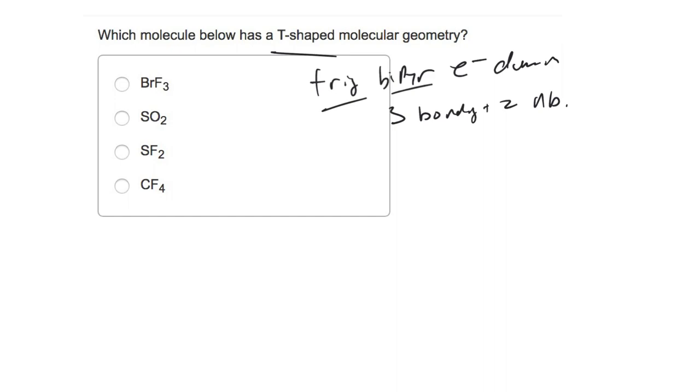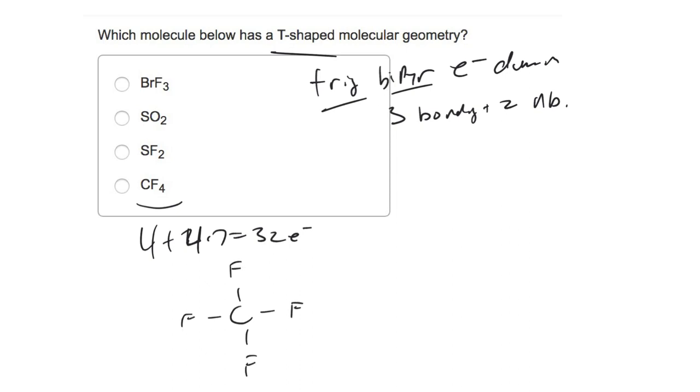And so some of these we may know easily in terms of like CF4, we've done this a bunch of times, but 4 plus 4 times 7 for 32 electrons. So CF4, in fact, we could have ruled CF4 out, right, because it doesn't even have the right number of bonds. It has 4 bonds. We need something with 3 bonding domains. It's going to have at least 4 bonding domains, no non-bonding domains, because we have all of our electrons used. So no lone pairs around carbon, so this is tetrahedral.